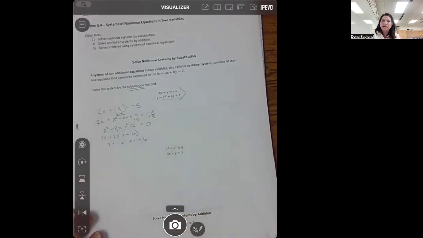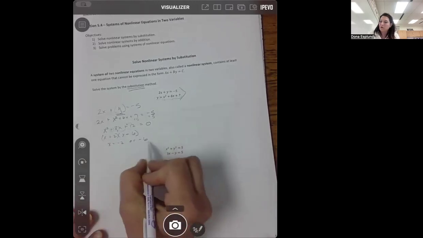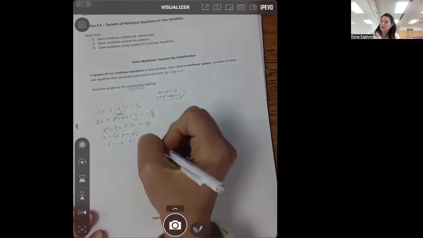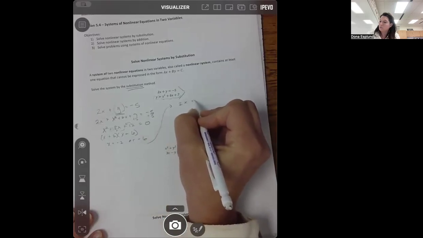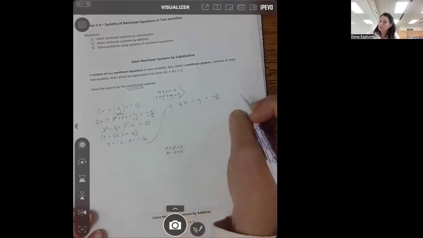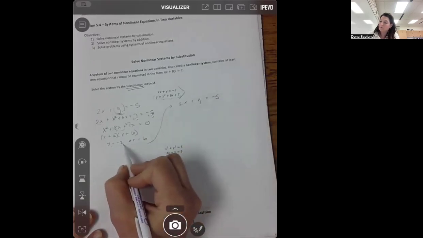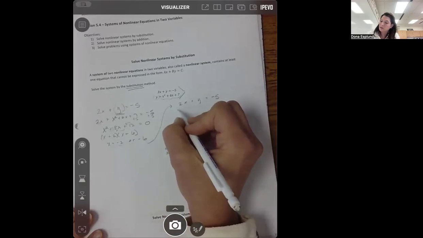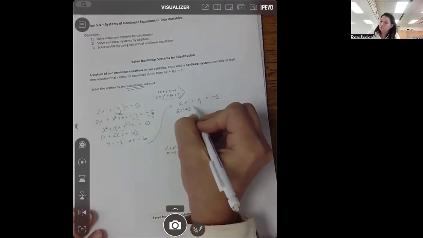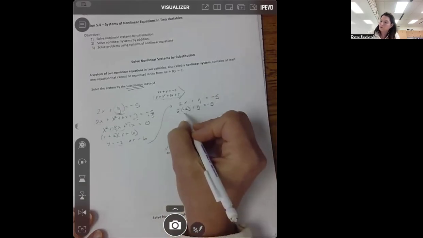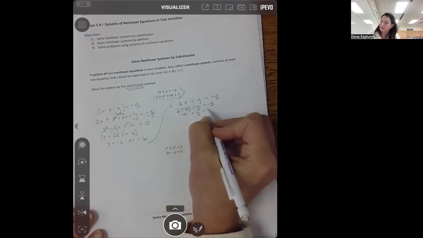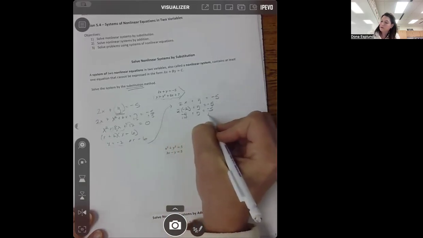Going back to my Desmos, that's exactly what I found right here and here. But I also want to find the coordinates. To show it algebraically, I'm going to go back up and use my equation 2x plus y is equal to negative 5. I'm going to replace my x with negative 2 and then again with negative 6. So 2 times negative 2 plus y is equal to negative 5. Negative 2 times negative 2 is negative 4, plus y is equal to negative 5. Add my 4, and y is going to equal negative 1.